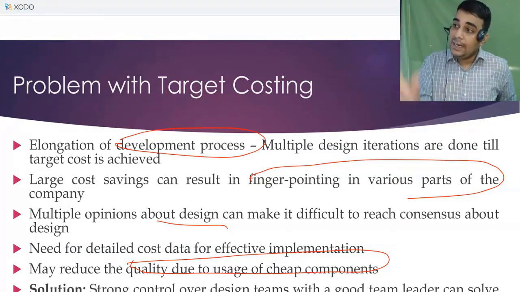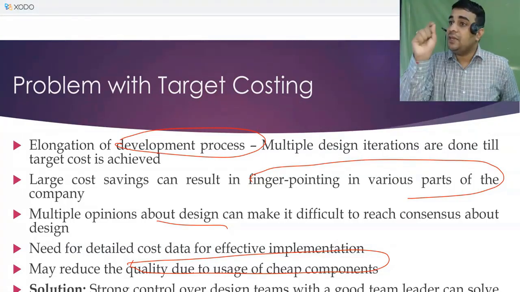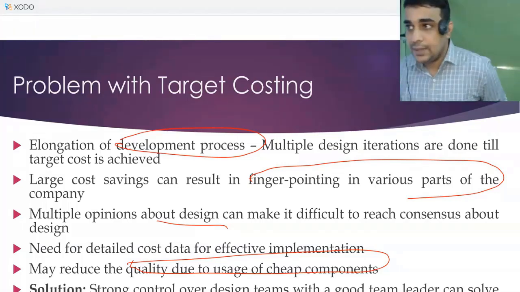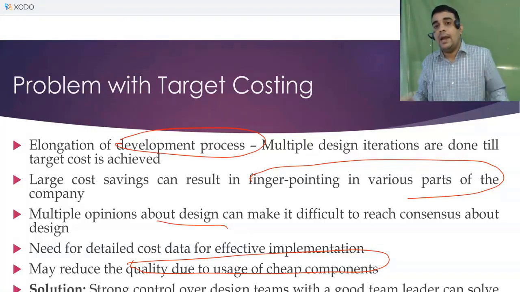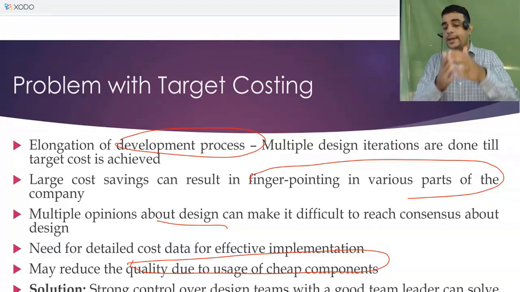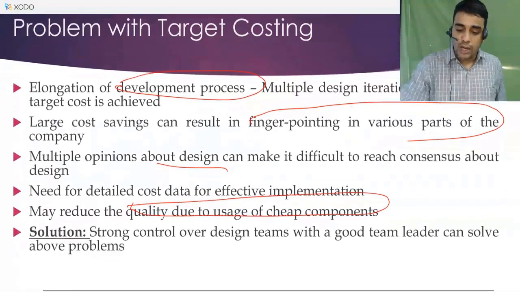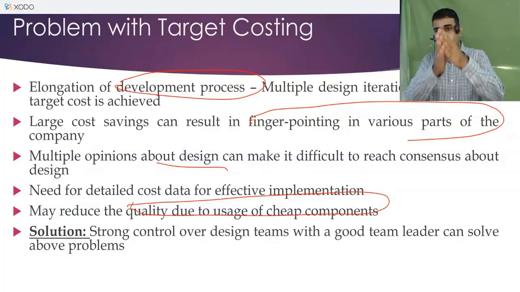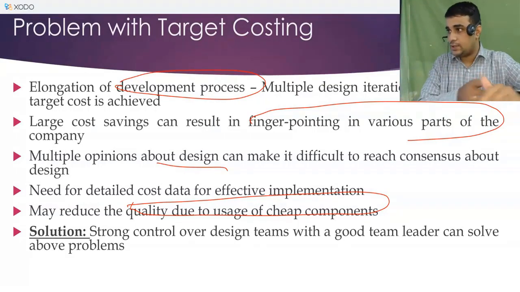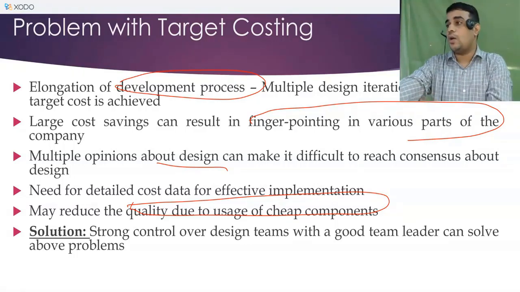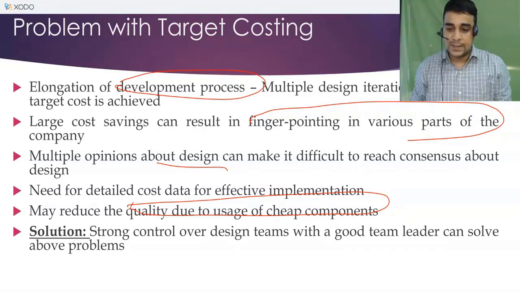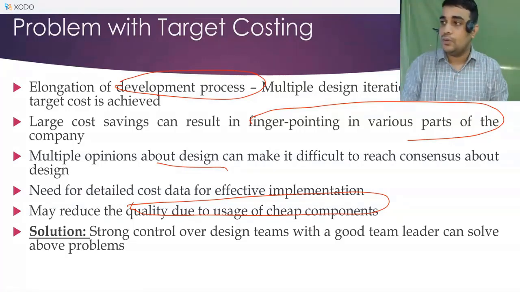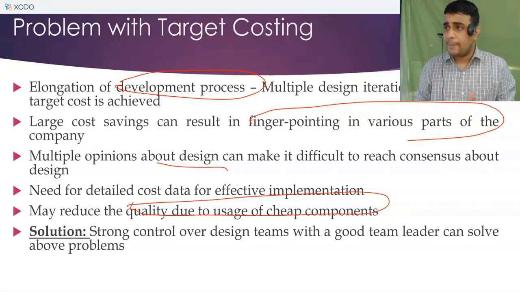One way to eliminate all these issues is having a strong design team and a good leader, who can manage all this, with strong control over the design team. He has to foresee all the steps and can resolve all these issues which an organization has. This came in one of the exam questions: what are the issues with target costing and how can you manage the same?